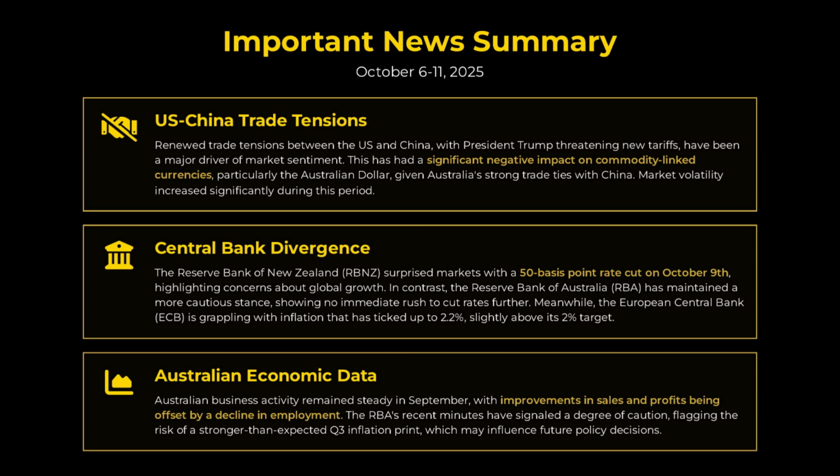Second, central bank divergence became apparent when the Reserve Bank of New Zealand surprised markets with a 50 basis point rate cut on October 9th, while the RBA maintained a cautious stance. Meanwhile, the ECB is dealing with inflation at 2.2%, above its 2% target. Third, Australian economic data showed steady business activity in September, though improvements in sales and profits were offset by declining employment, with the RBA flagging potential Q3 inflation concerns.